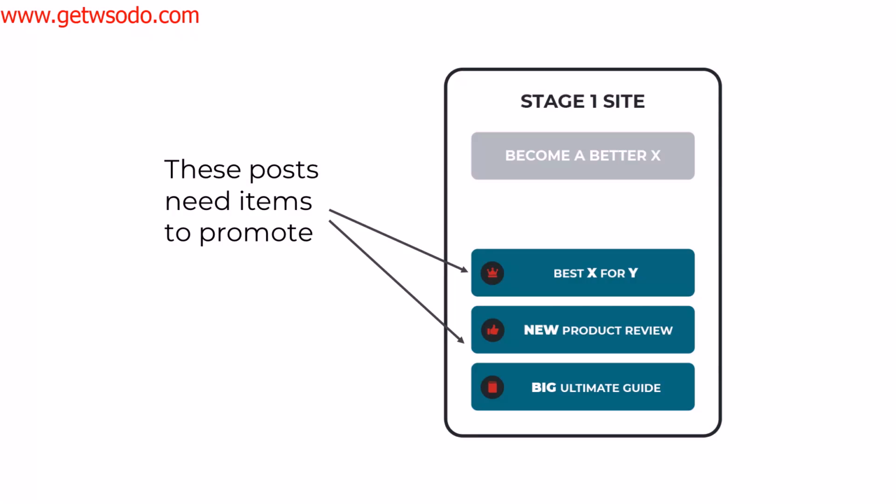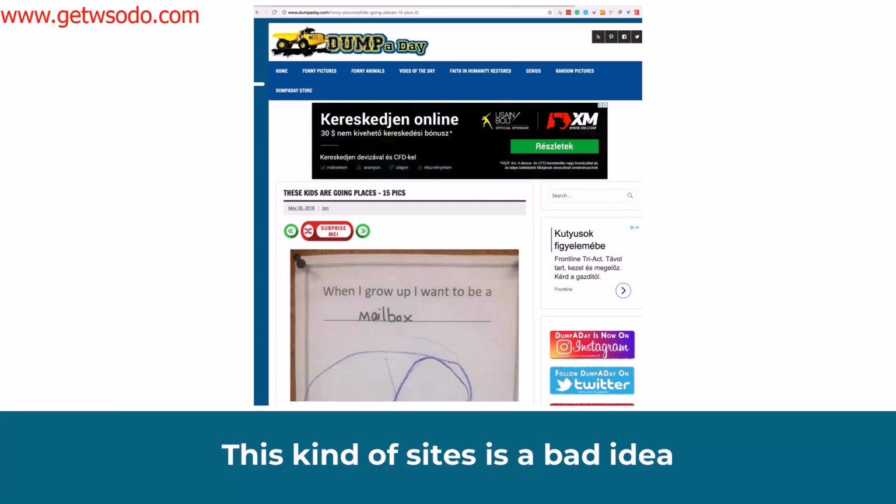So you have content templates like the best X for Y's, like, I don't know, the best fishing rod for bass fishing or something like this. You will also be reviewing individual products, and so you need to be talking about products on your site. So if you were thinking of starting a website that is promoting funny images and sharing that around, it's probably not the kind of site that would be working with the method we're talking about today.